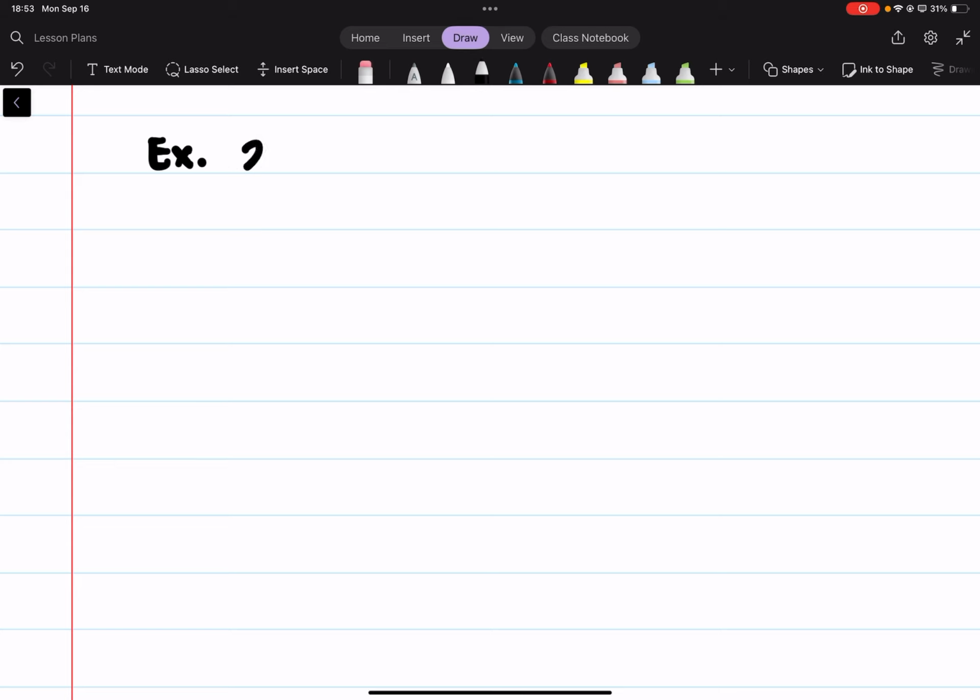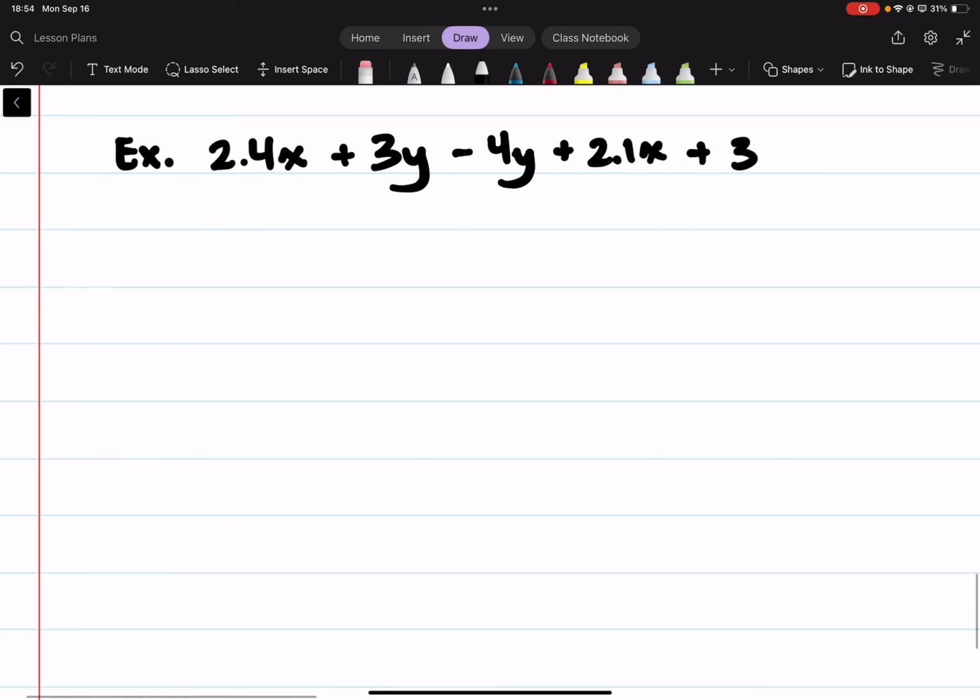All right, so let's do one more example. This time we're going to add decimals. So we're going to say 2.4, and we're going to still stick with the letter x because it's just a little bit nicer, plus 3y minus 4y plus 2.1x plus 3. All right. Once again, name of the game is being slow and careful.